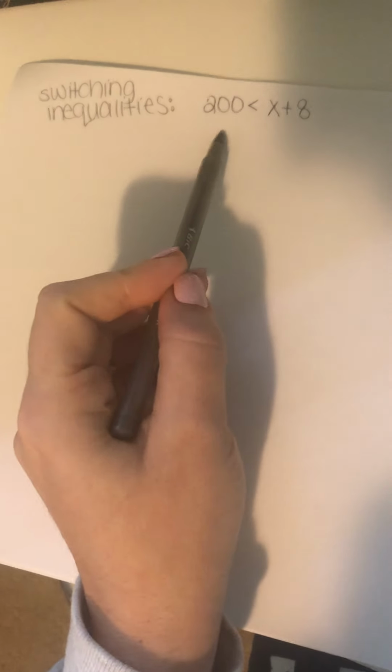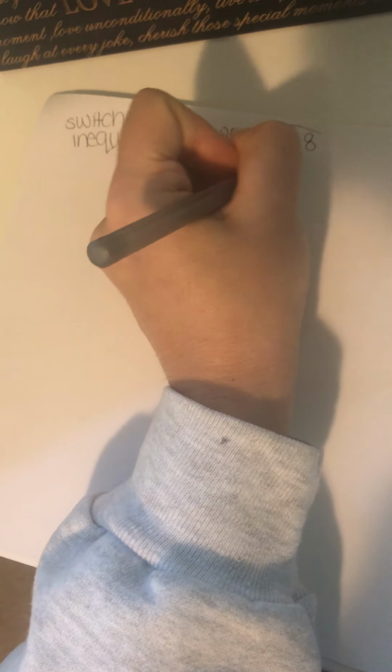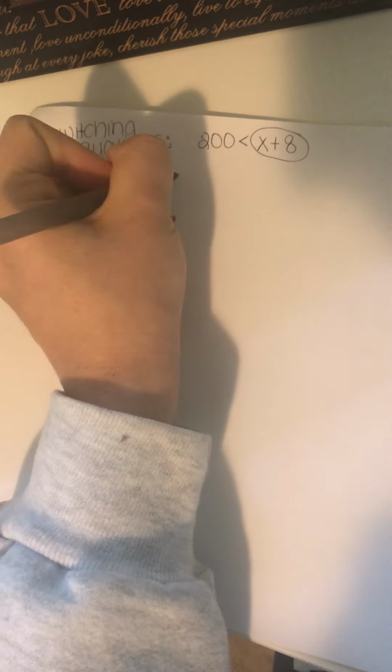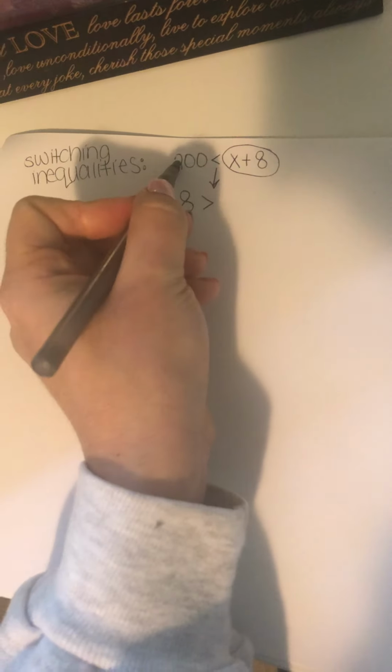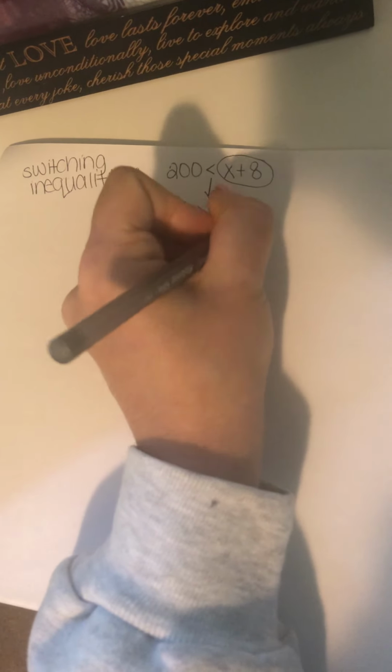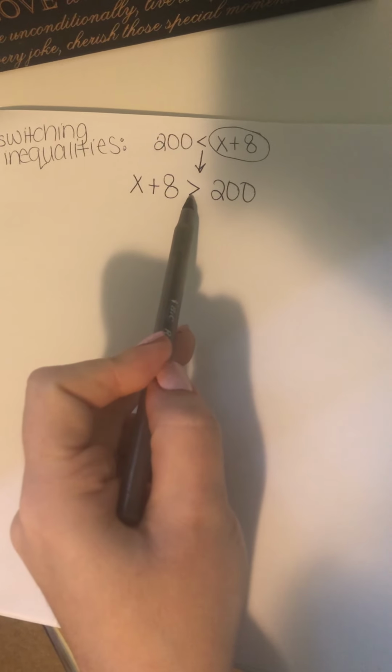If you get an inequality written in the reverse way, where your solution is on the left and your expression is on the right, all you do is take the expression on the right, you don't change anything with it, you just rewrite it over here on the left. Then you switch the inequality symbol, and then you bring what was on the left side over to the right side, your solution. Okay, and that's how you would switch your inequalities. So now we can read it the correct way and see that this inequality is actually representing greater than.